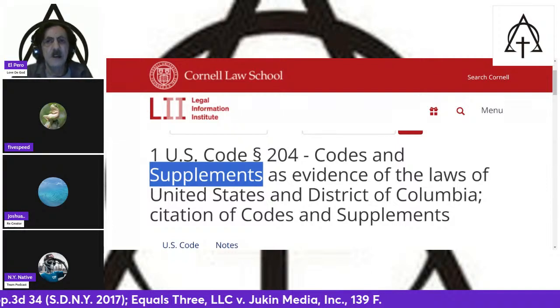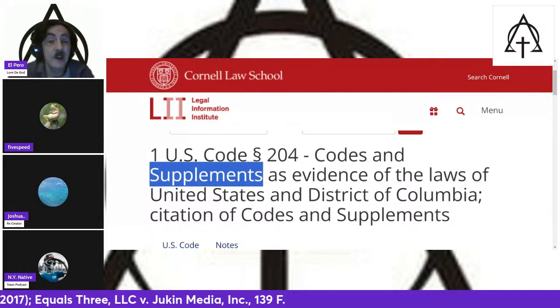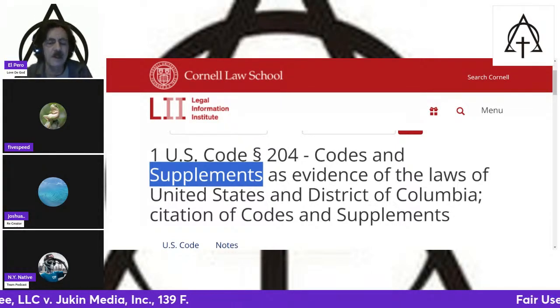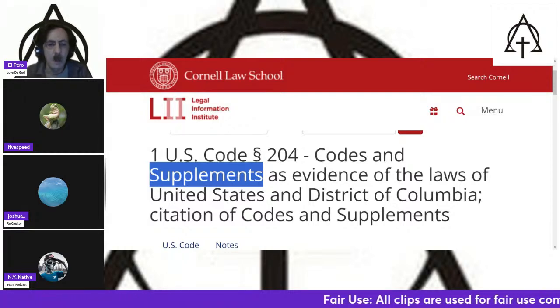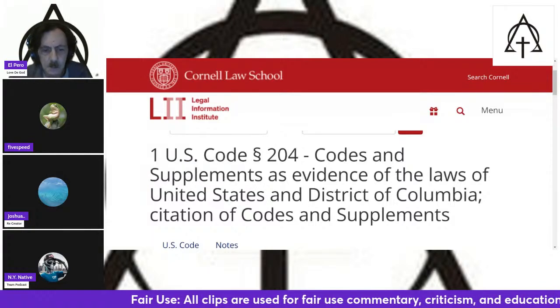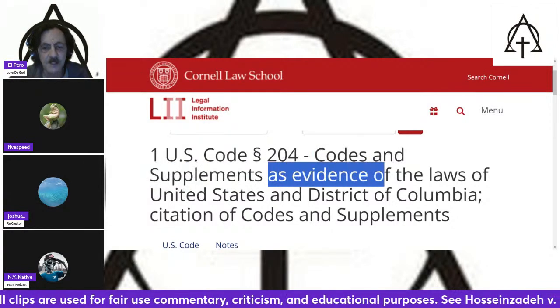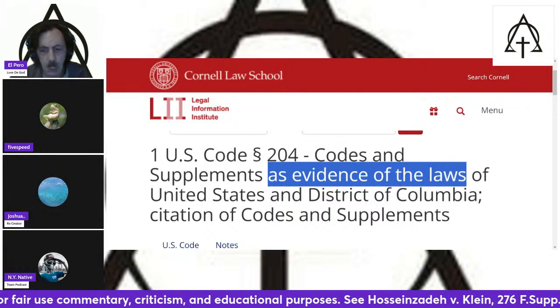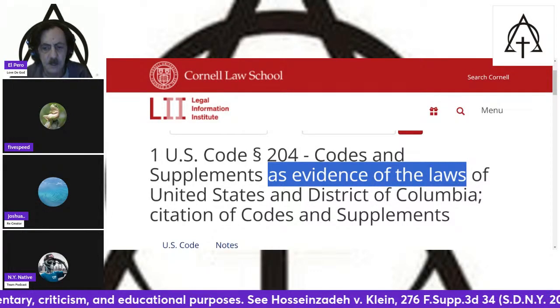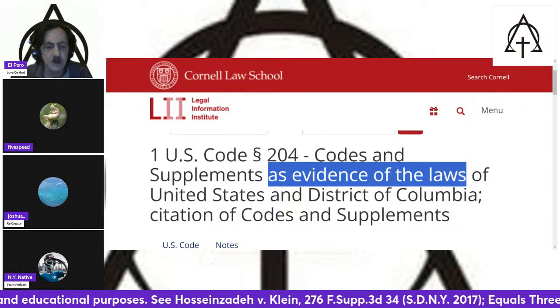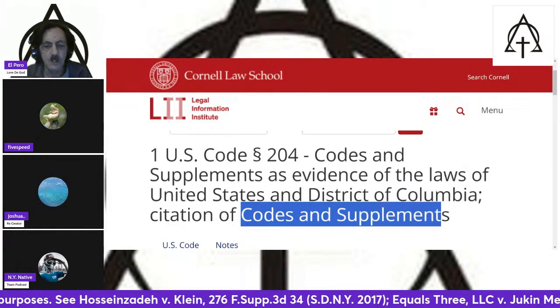Everybody that's been taking our data elements, and that we've been giving them to, again, that's the inauthentic claim. Not that they've been taking them, but that we've been giving them, unknowing what they're used for and how they're used. So it says codes and supplements as evidence of the laws. They are not laws. They are evidence of the laws. Of United States and District of Columbia, citation of codes and supplements.